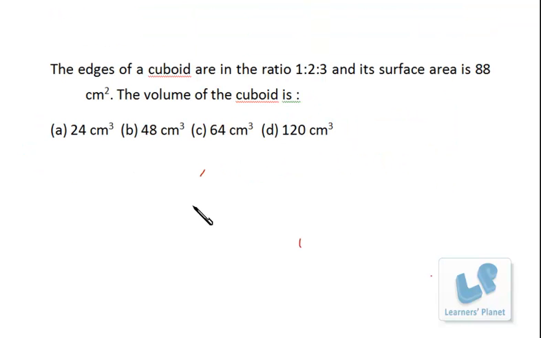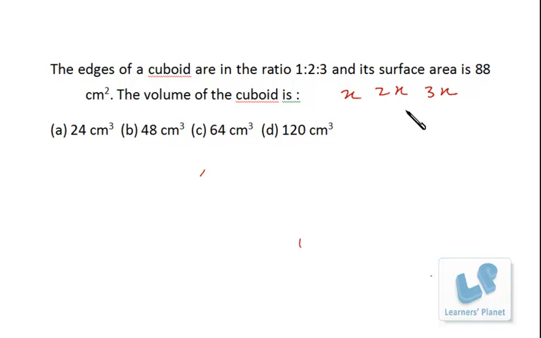Now let's try this question. The edges of a cuboid are in the ratio 1 is to 2 is to 3 and its surface area is 88 square centimeter. What is the volume of cuboid? So the edges ratio is 1 is to 2 is to 3. That means we assume the edges are x, 2x and 3x.